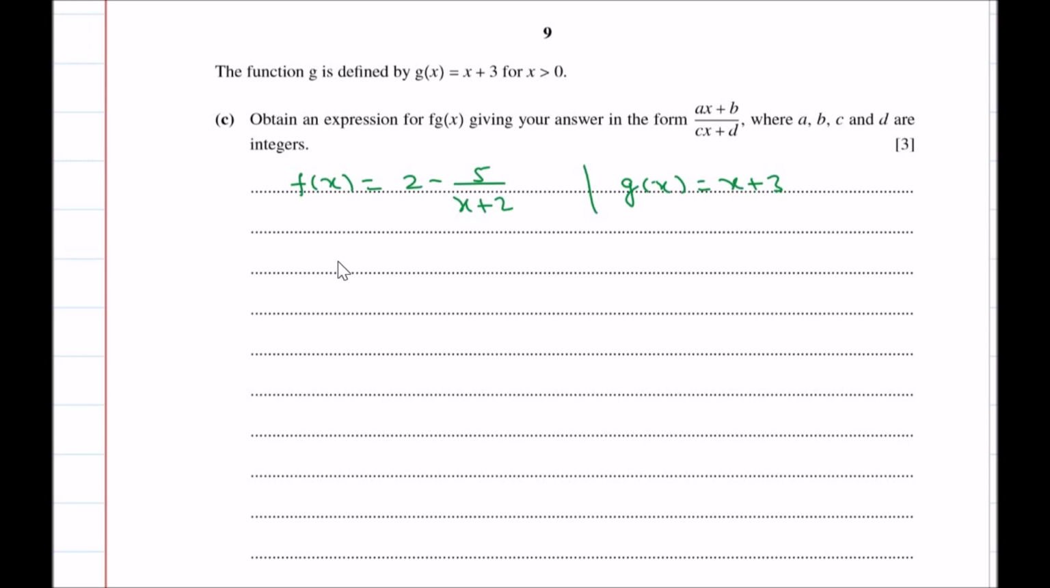We have to find fg(x), means we are going to substitute g(x) into f(x). So 2 minus 5, and for x we will be writing x plus 3, because g(x) is x plus 3. So we are substituting x plus 3 in place of x. So x plus 3 plus 2. That is 2 minus 5 by x plus 5.